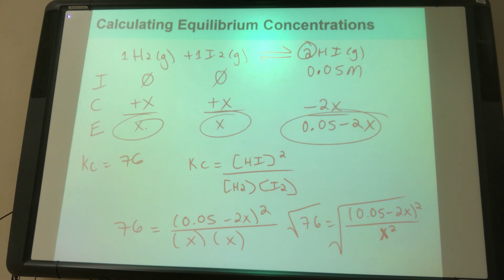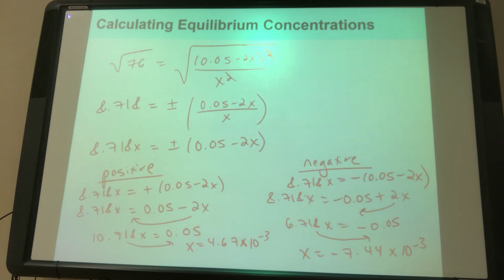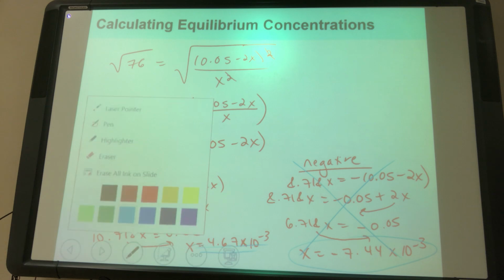So for H2, its equilibrium concentration is just x. But I can't have a negative concentration. So since I can't have a negative concentration, that means this one isn't valid, because I can't have a negative x here. So it means this one is the right one. So let's solve for these.